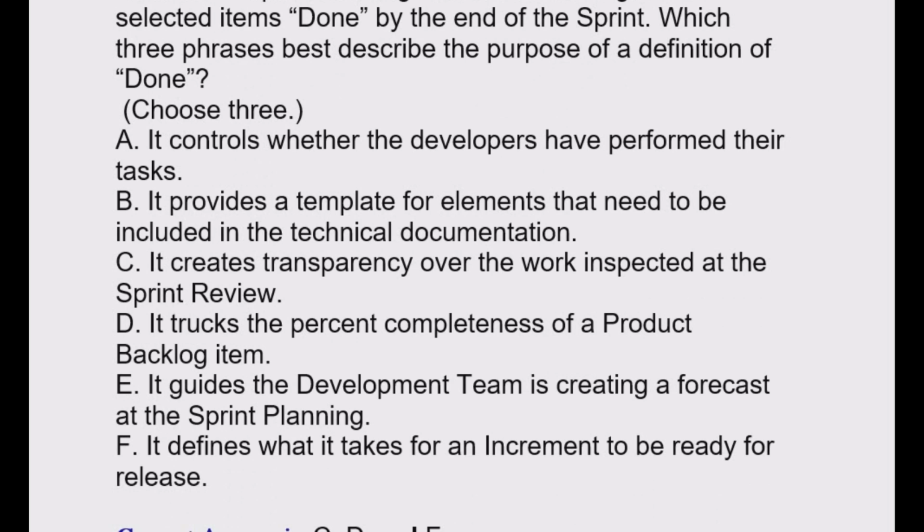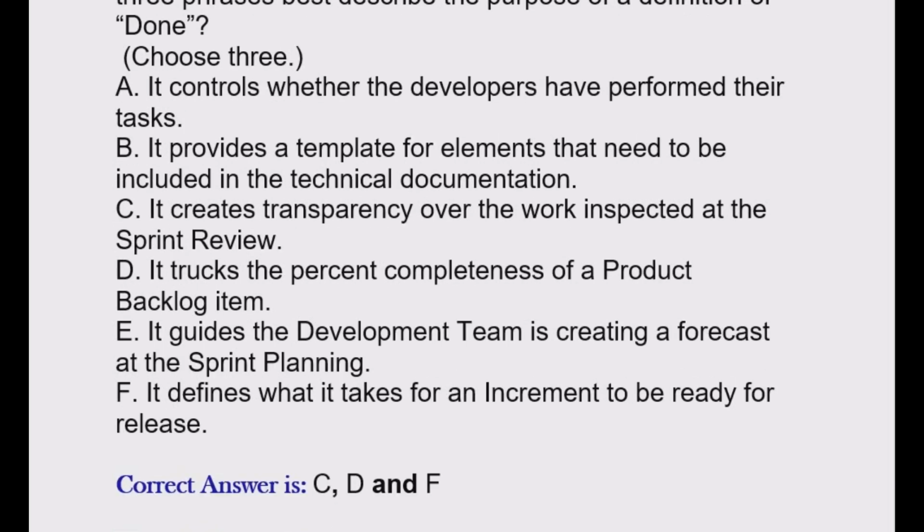Option A. It controls whether the developers have performed their tasks. Option B. It provides a template for elements that need to be included in the technical documentation. Option C. It creates transparency over the work inspected at the sprint review. Option D. It tracks the percent completeness of a product backlog item. Option E. It guides the development team in creating a forecast at the sprint planning. Option F. It defines what it takes for an increment to be ready for release.